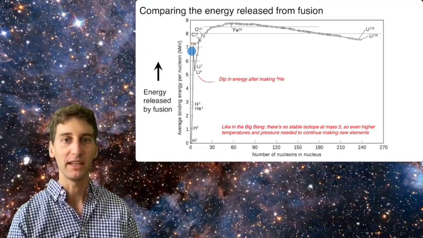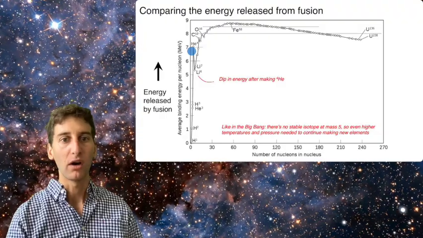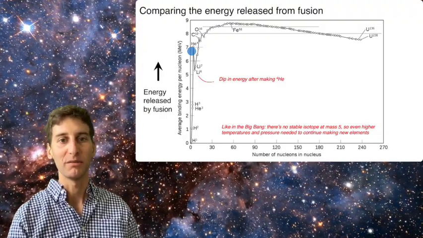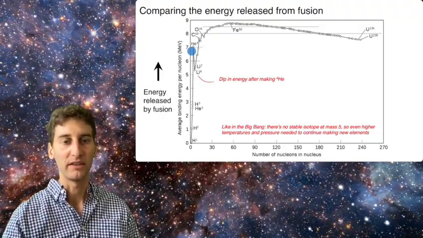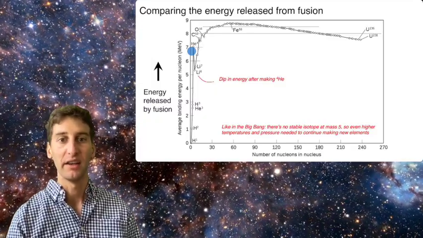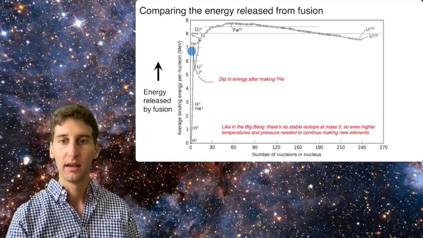So eventually, that helium fills up the core, and then there's no more fusion that's possible because the hydrogen is pushed out to the edges of the star that aren't as hot, and that's when the star starts to die.